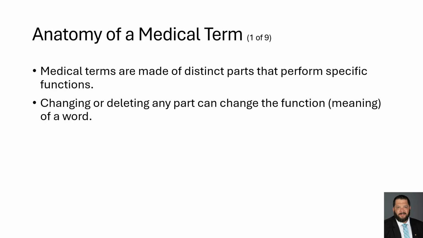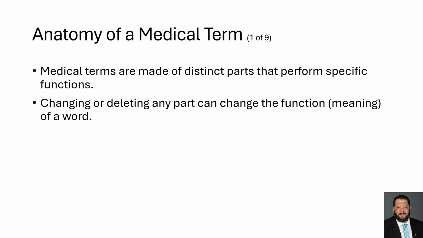So first, let's break down what a medical term is and what the parts of a term are. Each medical term is broken down into three distinct parts. You have the prefix, the suffix, and the root word. And these specific parts each mean something. We'll talk a little bit more about what those components mean in subsequent lectures. But first, we need to understand what that prefix, that root word, and that suffix is.